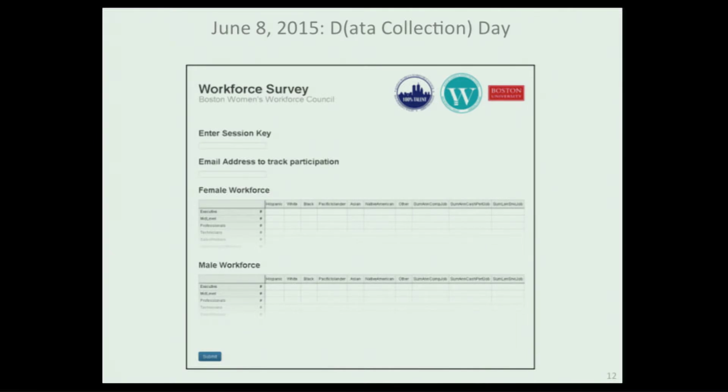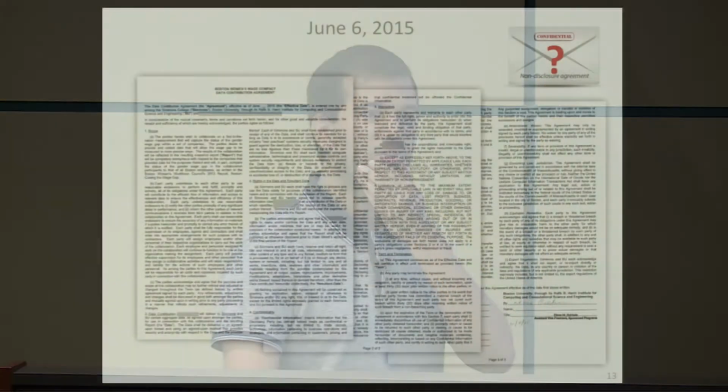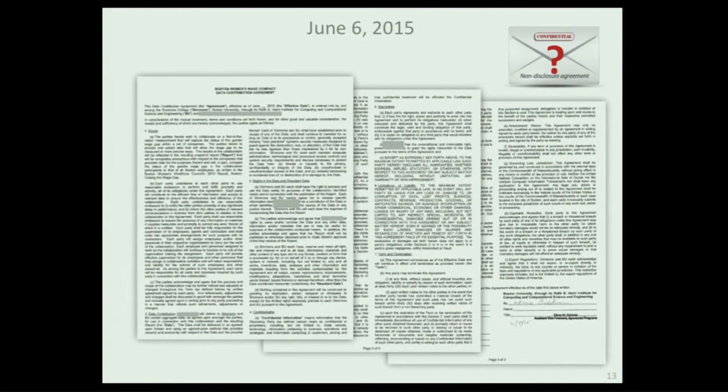So our data collection, the first iteration of it, was in 2015, specifically on June 8th. That's a Monday. We affectionately call this D-Day, for Data Collection Day. But two days before this, on a Saturday, one of the contributors who was going to participate in this compact sent us a letter saying, basically, we will not participate in the system unless you sign a non-disclosure agreement.